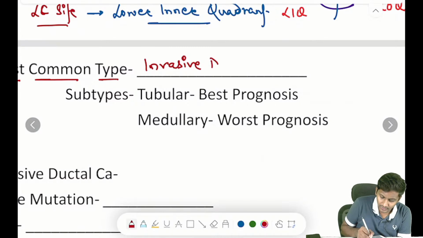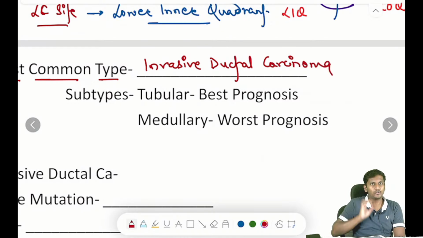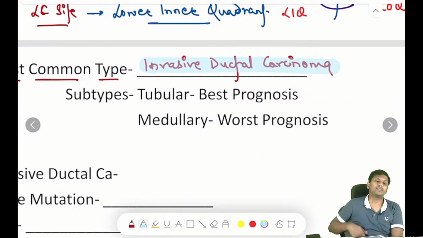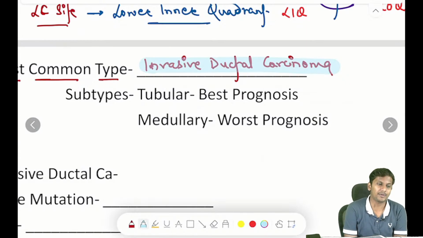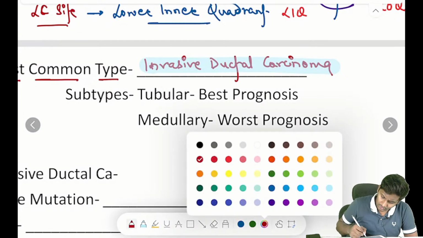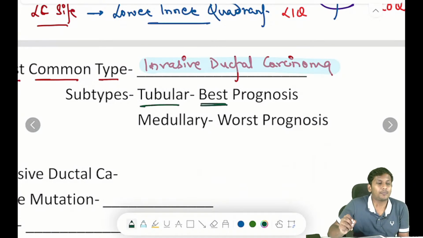There are multiple types of invasive ductal carcinoma, but the most common type is NOS. What is NOS? Not otherwise specified. That which does not come in any category, that is the most common type. Okay, so please remember, invasive ductal carcinoma is the most common type of breast cancer. Now, there are various types of this invasive ductal carcinoma. You have to remember the tubular variety has the best prognosis, or the best outcome.